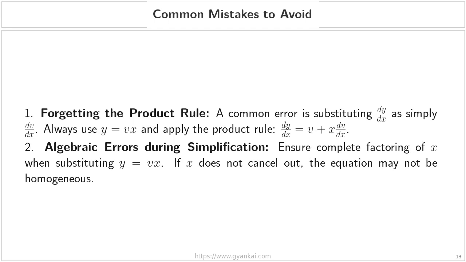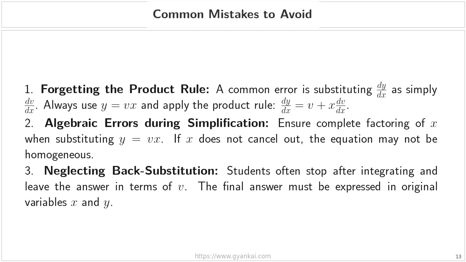Second, keep a close eye on algebraic errors during simplification. When you substitute y equals v times x into your equation, your goal is to reach a state where the x terms cancel out. You must ensure you are factoring x out of every term completely. A helpful tip: if you find that x is still lingering in your equation and hasn't canceled out, stop and recheck your work. It is a strong signal that the equation might not be homogeneous or that an algebraic error has occurred. Third, do not neglect back substitution.